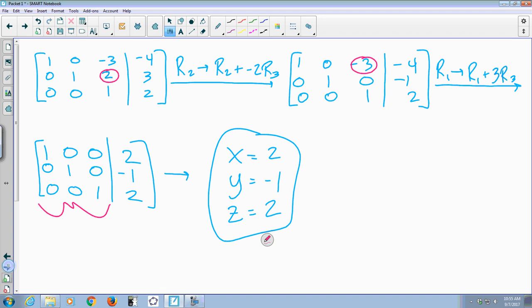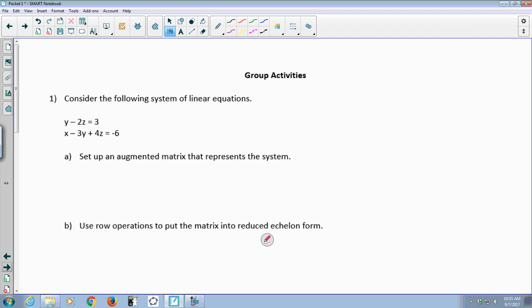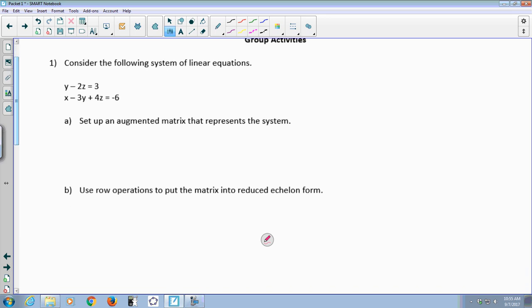So in the next example, as part of your group activities, here you have only 2 equations with 3 unknowns. So we could see what happens when we row reduce this. I'll do the row reducing with you, and then I'll let you answer all the questions about it in your groups. All right, so to set up an augmented matrix, I need the x variables, so that would be 0, 1. Y variables, 1, -3. Z variables, -2, 4. Augment with the constants, 3, -6.